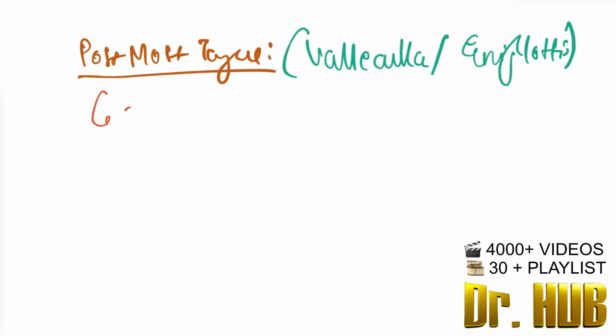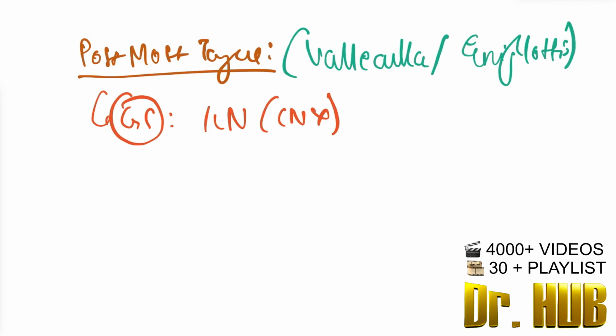So what is the GS? The GS is the general sensory, and it will include the internal laryngeal nerve. The ILN, the internal laryngeal nerve, is nothing but cranial nerve 10. Next we look at SS. SS is the special sensory, and this will again include the ILN, that is cranial nerve 10.